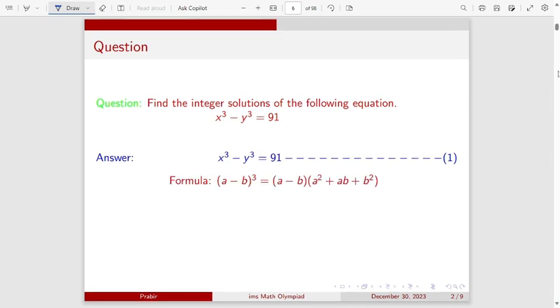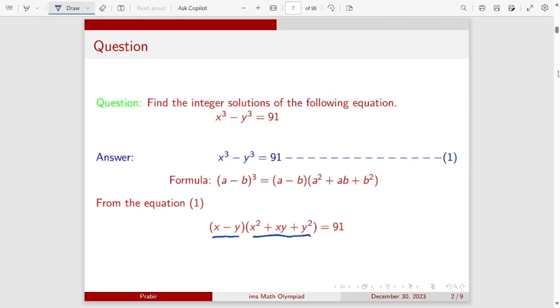Now we are going to simplify this left hand side by using the formula a cube minus b cube is equal to a minus b times a square plus ab plus b square. Then by using this we are now getting x minus y times x square plus xy plus y square equal to 91.